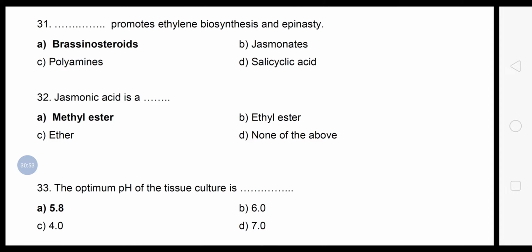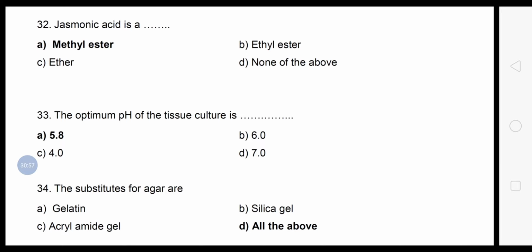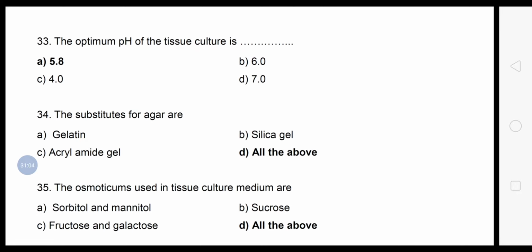Jasmonic acid is a methyl ester. Remember, jasmonic acid is a methyl ester. Optimum pH for tissue culture is 5.8. The neutral pH is 7, but for tissue culture we need 5.8.